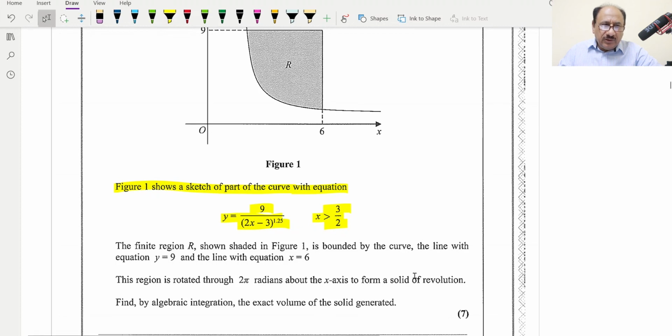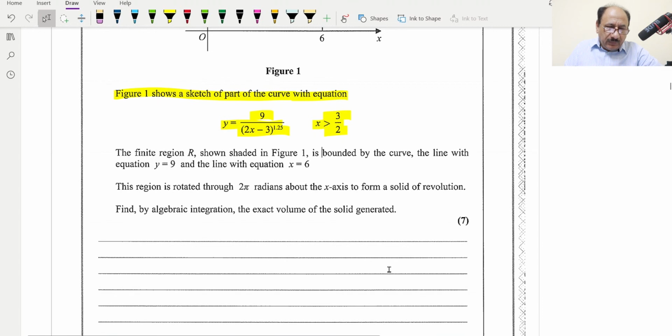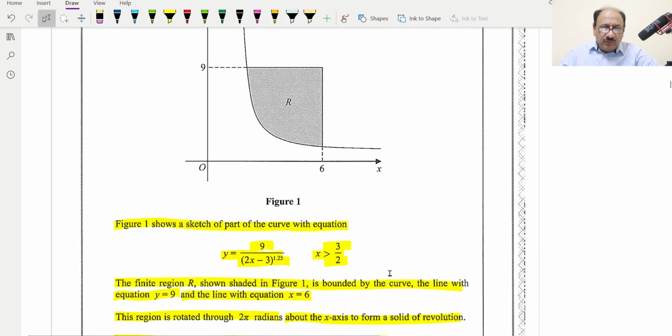So now what we can do, our question is, the finite region shown shaded in figure 1 is bounded by the curve, the line with the equation y is equal to 9 and the line with the equation x is equal to 6. This region is rotated through 2 pi radians about the x-axis to form a solid of revolution. Find by algebraic integration the exact volume of the solid generated. So now what we can do, first of all, we need to find the points.